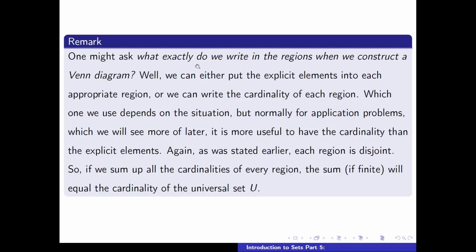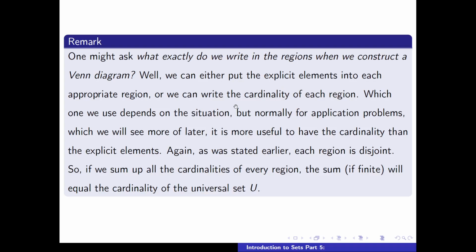So you might ask, what exactly do we write in the regions, right? We've discussed what the regions are, but what do we actually write inside there? So how do we use and construct the Venn diagrams? Well, we could do this in a couple different ways. One way is to write the explicit elements in the appropriate region, right? So we break the explicit elements of A, of B, and of the universal set down into what goes in each of these regions, and then we can explicitly write those in roster form within each of those.